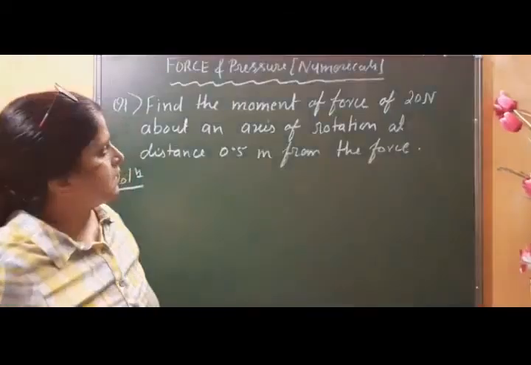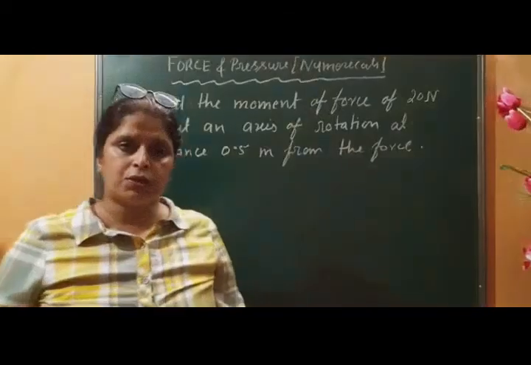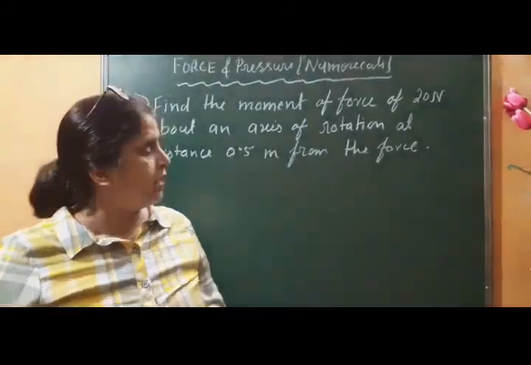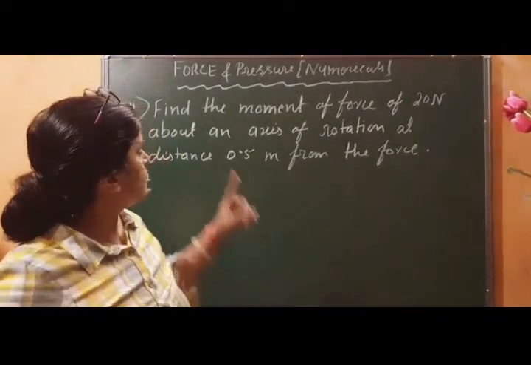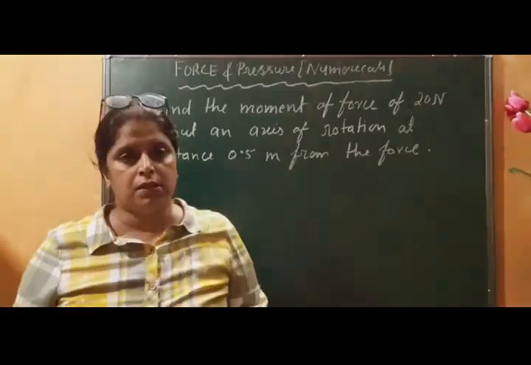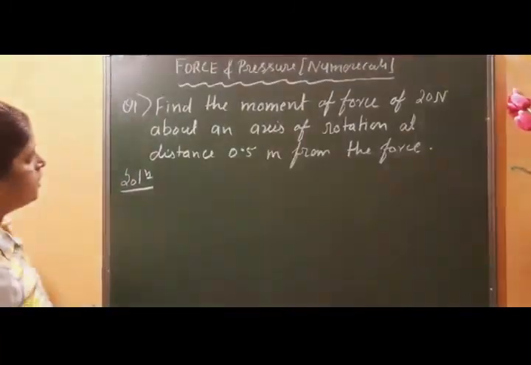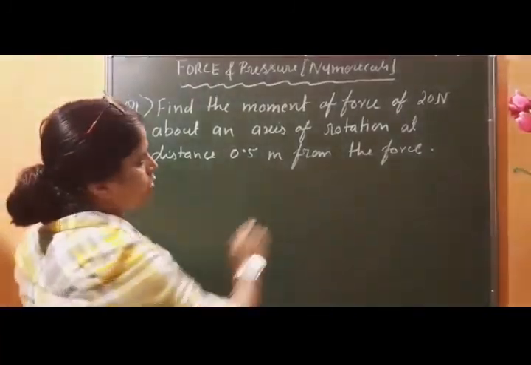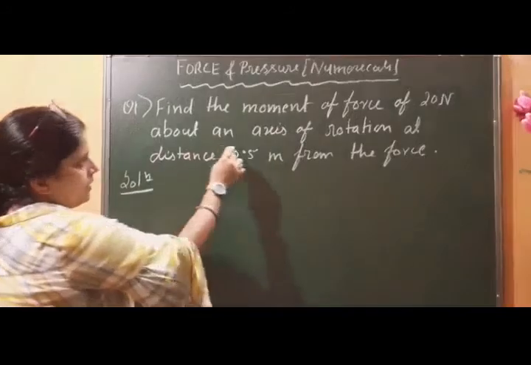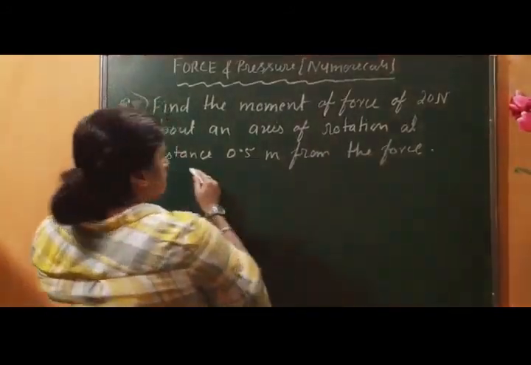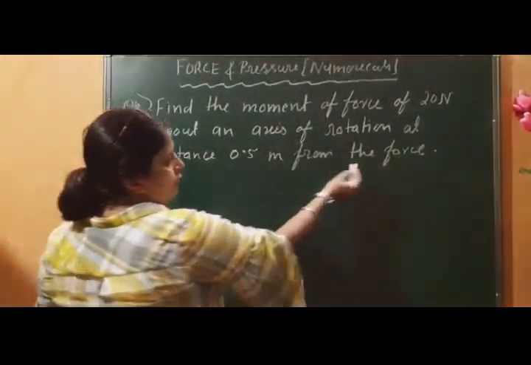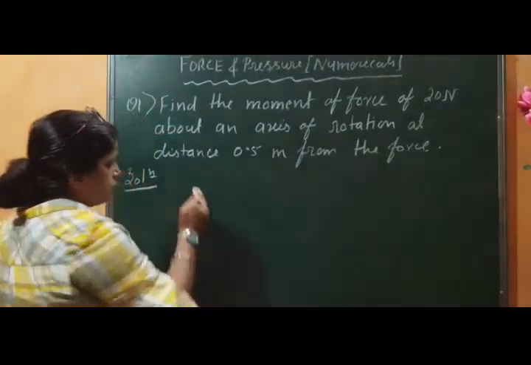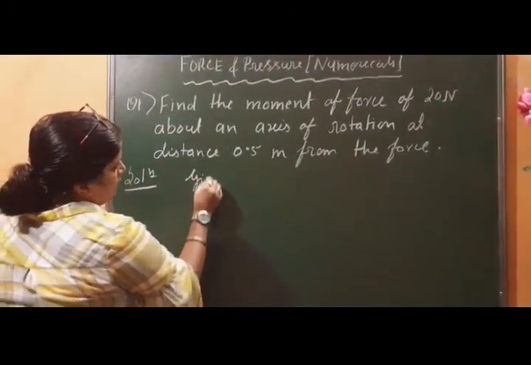Now, in this video, I'm going to start, and even finish, the numericals in the same video, and this is of the chapter Force and Pressure. So, the first question is: find the moment of force of 20 Newton about an axis of rotation at a distance of 0.5 meter from the force. First of all, we'll note down what is given.